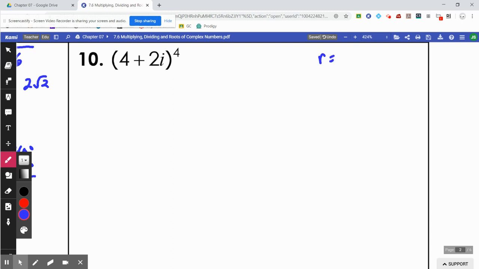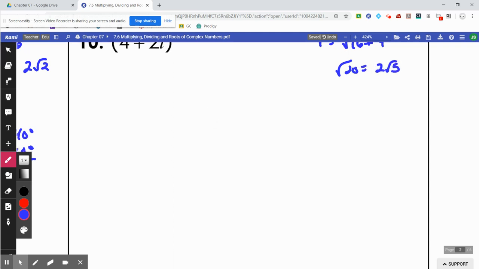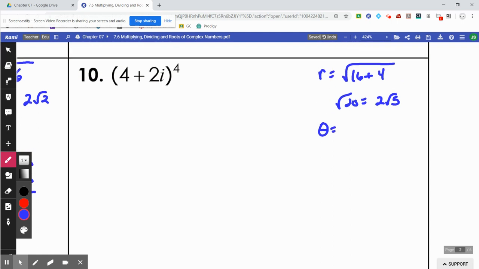Let's find our modulus to write this in trig form. The square root of 4 squared is 16 plus 2 squared is 4. That's going to be root 20, which will be 2 root 5. That's your r. Your angle, you're in the first quadrant, so we can actually just use our reference angle, go over 4 and up 2. Our angle's somewhere up in here. So this is a 4 and this is a 2.